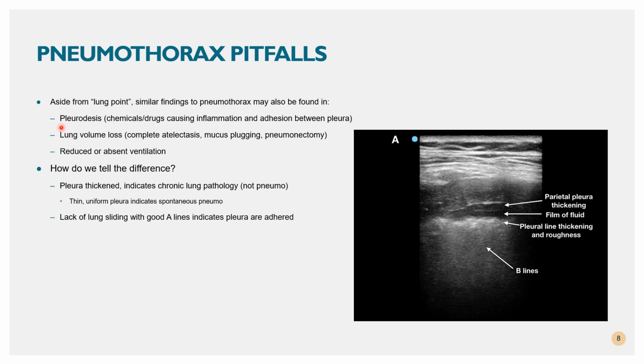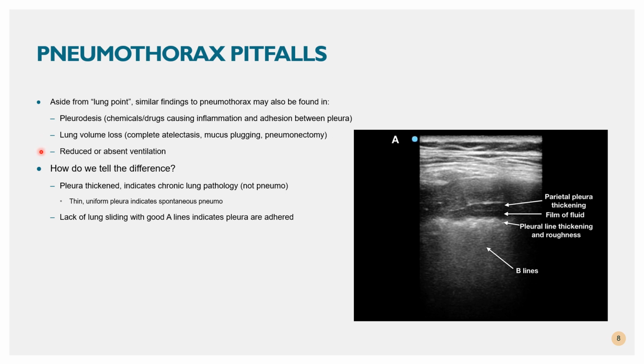And so in order to truly determine whether we have a pneumothorax or something like pleurodesis, that would require that lung point finding. Lung volume loss can also appear similar to pneumothorax. This would be where you have a complete atelectasis, mucus plugging, or a pneumonectomy. Again, you would see that lack of the parietal pleura sliding, and it could be mistaken for a pneumothorax. Again, if you find the lung point, you can differentiate the two.